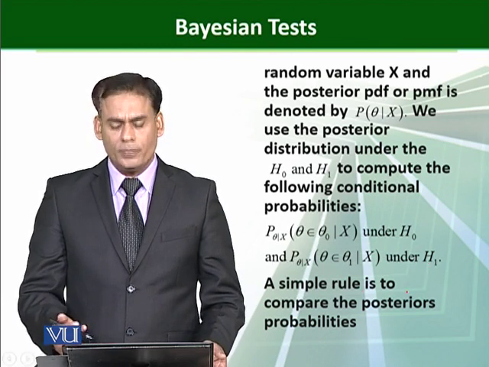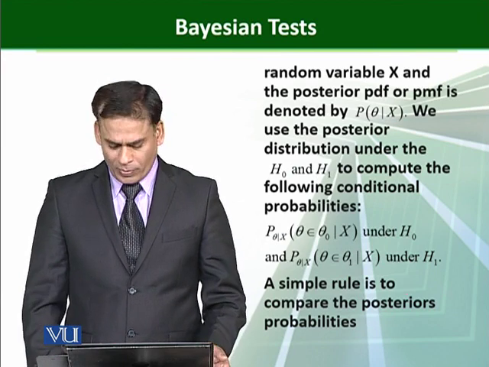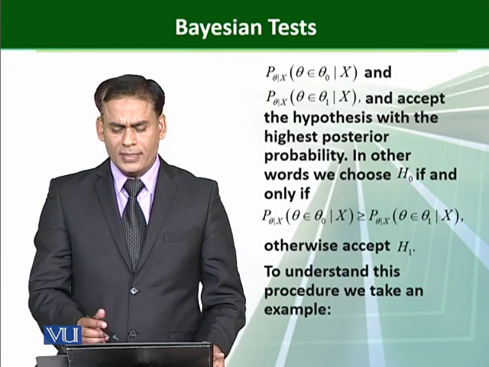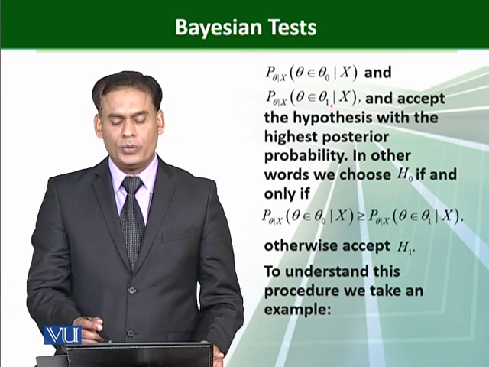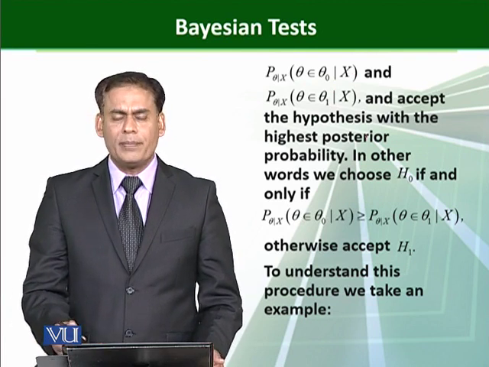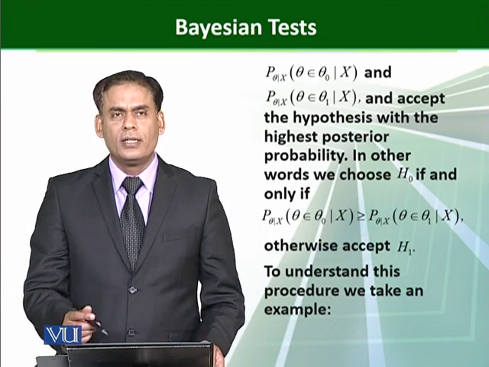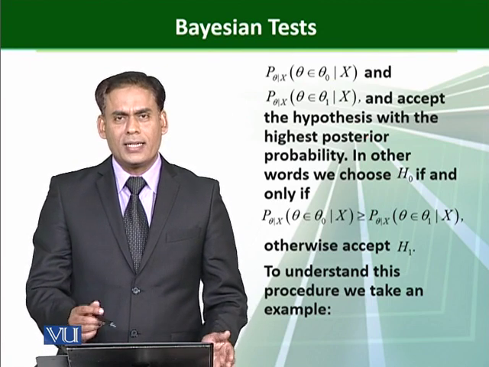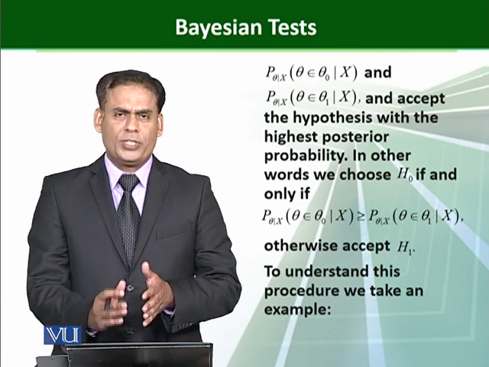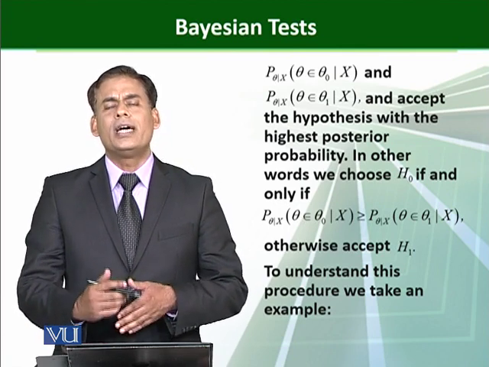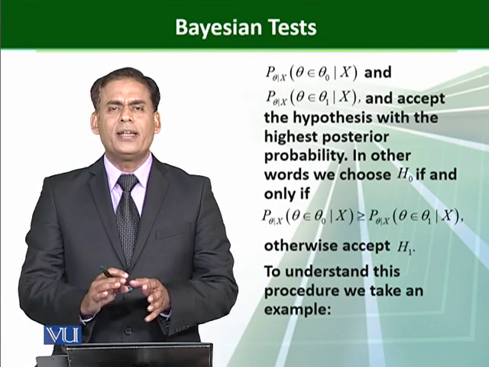A simple rule is to compare the posterior probabilities, that is theta belongs to theta naught given x and theta belongs to theta 1 given x, and accept the hypothesis with the highest posterior probability. जिसकी posterior probability ज़्यादा होगी उस hypothesis को हम accept कर लेंगे. The method is very simple.